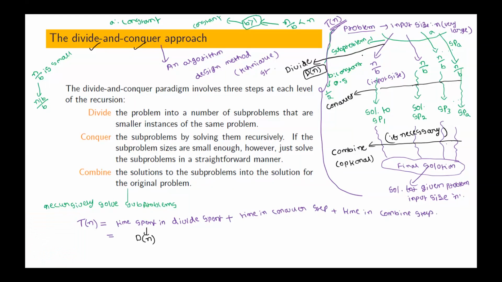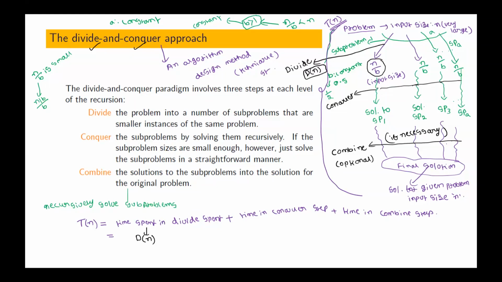Now you tell me, what is the amount of time we spend in the conquer step? In order to solve a problem whose input size is n, the amount of time required is T of n. Then what is the time we require to solve a problem whose input size is n by b?